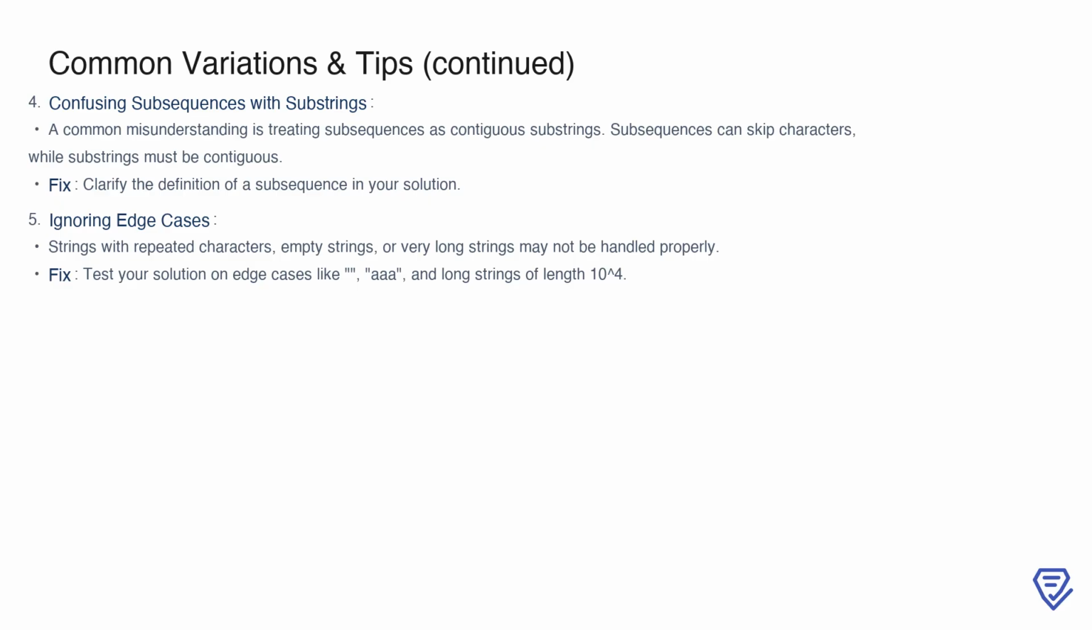Additionally, edge cases are often overlooked. For example, you need to handle strings with repeated characters, empty strings, or very long strings. Neglecting these can result in failing test cases. To mitigate this, always test your solution with challenging inputs like an empty string, strings with repetitive characters like AAA, and very long strings, perhaps up to 10,000 characters.